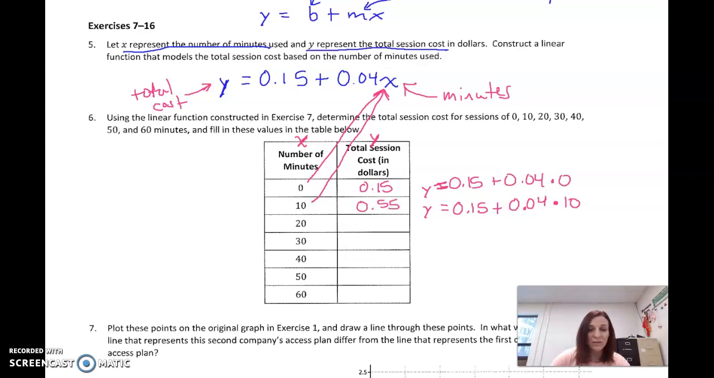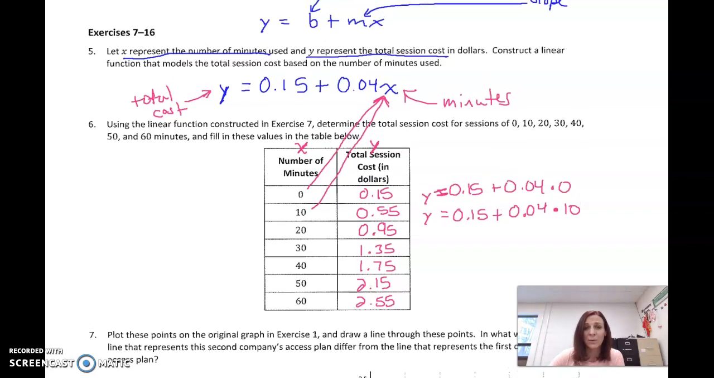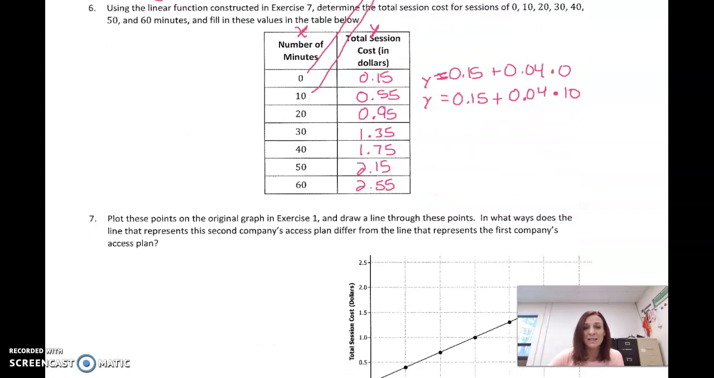And if I did this for all of them, this would be 95 cents. If I input a 30, our total cost would be $1.35. For 40 minutes of talking, our total cost would be $1.75. 50 minutes would be $2.15, and 60 minutes would be $2.55. And again, guys, that's just plugging these inputs in for x and solving for y. Basically typing our function into the calculator. Okay, so now it says plot these points on the original graph in exercise 1.